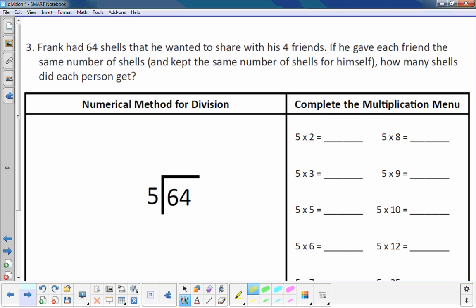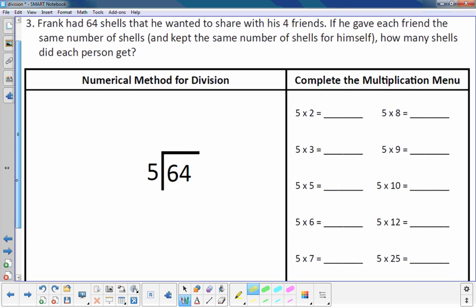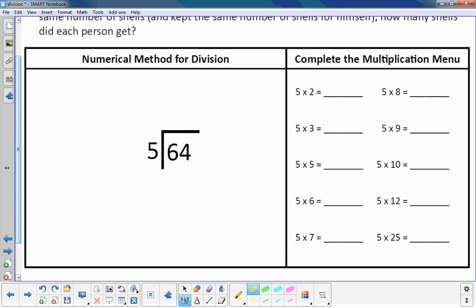Last one. Frank had 64 shells that he wanted to share with his 4 friends. If he gave each friend the same number of shells and kept the same number of shells for himself, how many shells did each person get? All right, so there's 4 friends. So I'm going to fill out this multiplication menu. 5 times 2 is 10, 15, 20.